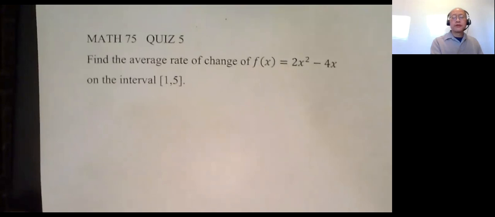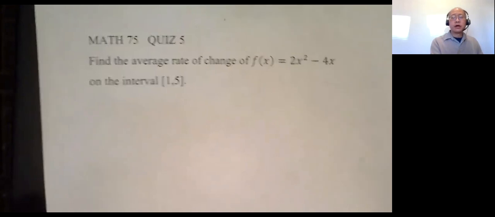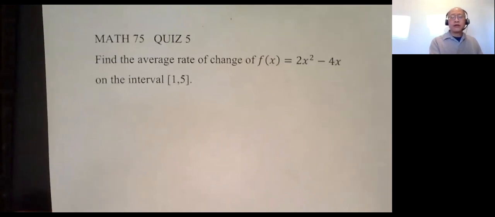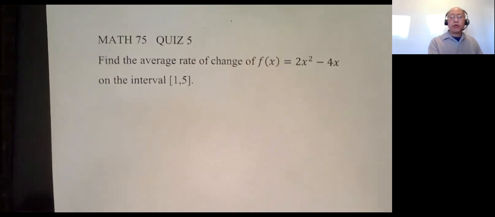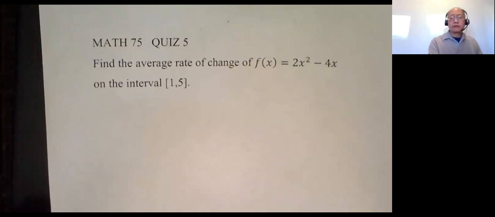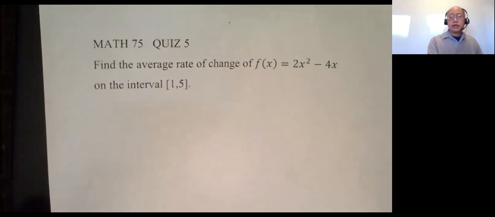All right, so get your cell phones out or be ready to do a screenshot. And here we go. Hopefully it's not too bad. Find the average rate of change of f of x equals 2x squared minus 4x on the interval from 1 to 5. Okay, 1 and 5 are both x values. Plug in 1 to get a y coordinate. Plug in 5 to get a y coordinate. And then do the slope. Very easy, right? Okay, so I'll hold it just for maybe 10 more seconds. Then I'll assume that you all have it.